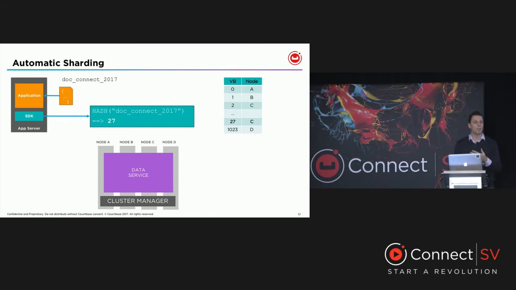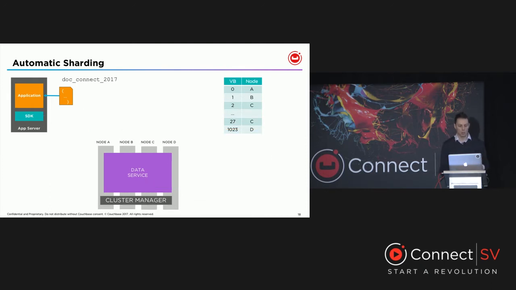And then very simply, looking up in the map that the cluster manager provided, we can see that vBucket 27 lives on node C, and that's how the application knows which server to contact for that piece of data. So the good news is, having told you that, as a developer of Couchbase, you don't need to know. It's all handled for you by the SDK in conjunction with the cluster manager.